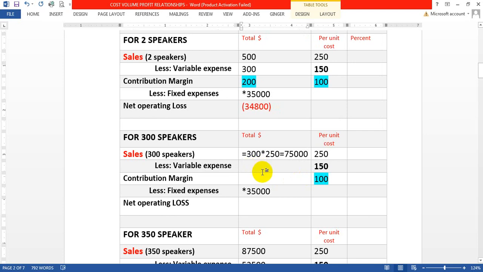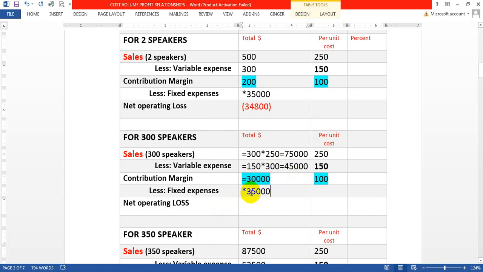And variable expense is 150 multiplied by 300. What are we getting here? 15 3s are 45,000, right? I'm converting into thousands as well. 75 minus 45, 30,000, right? You can calculate it with your calculator. I'm fine without a calculator, so I'm doing it, right?